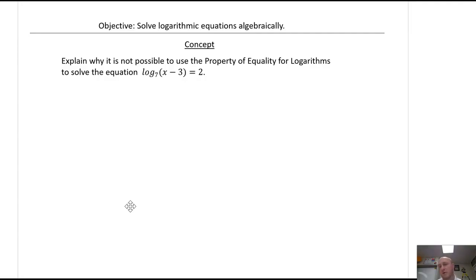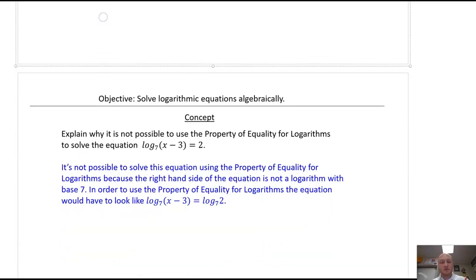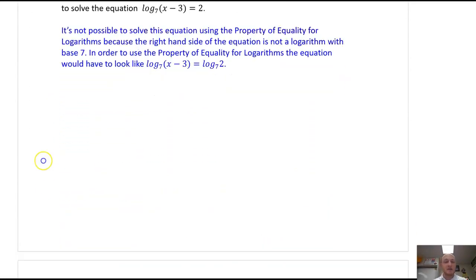Well, the property of equality for logarithms says that if I have a single logarithm on both sides with the same base, then I can go ahead and remove that. But in this case, notice how I only have one logarithm on the left side and I don't have one on the right. Well, then I can't use the property of equality to remove the logarithm. So what we're going to have to do is go about this a different way.